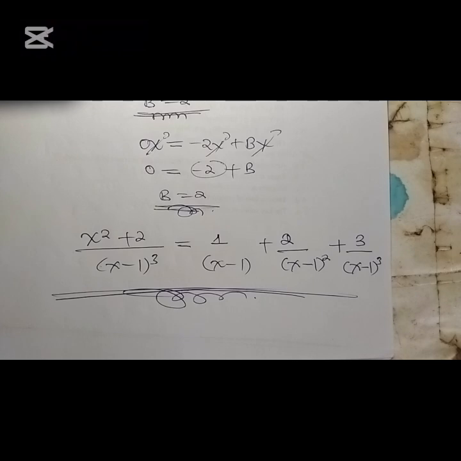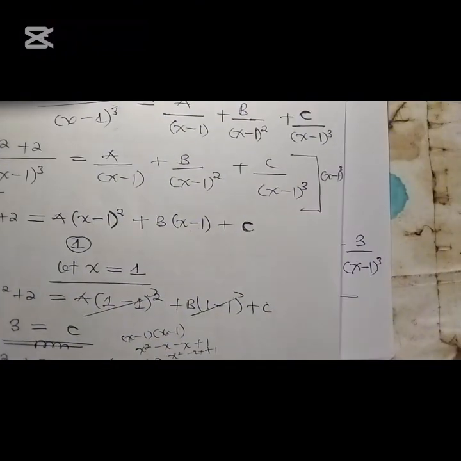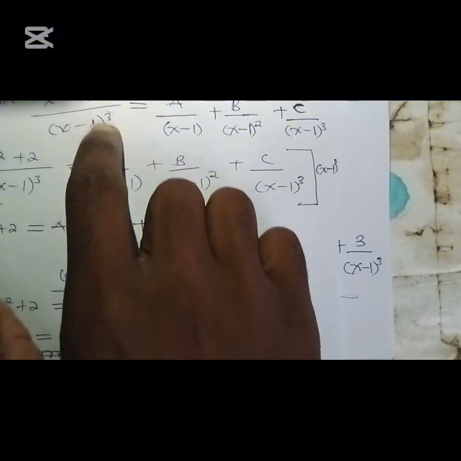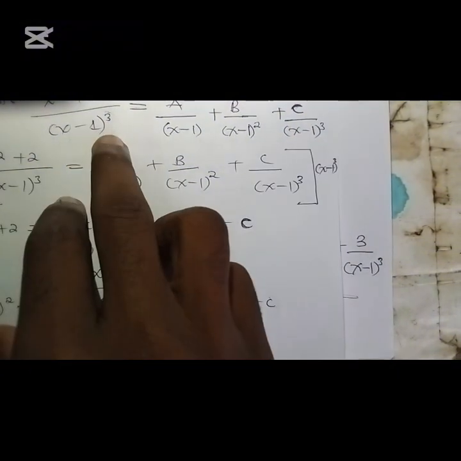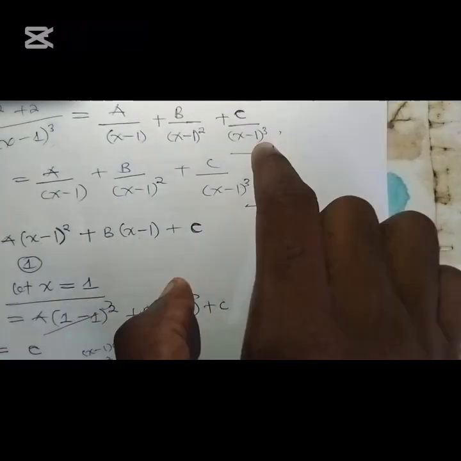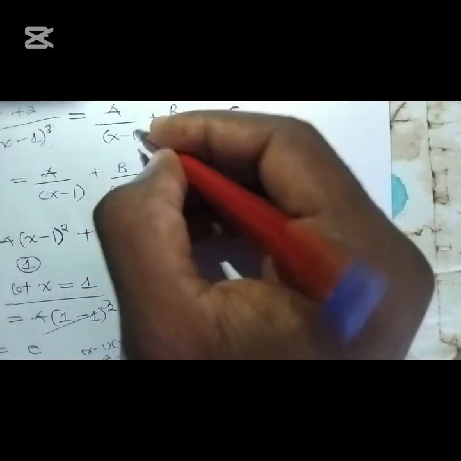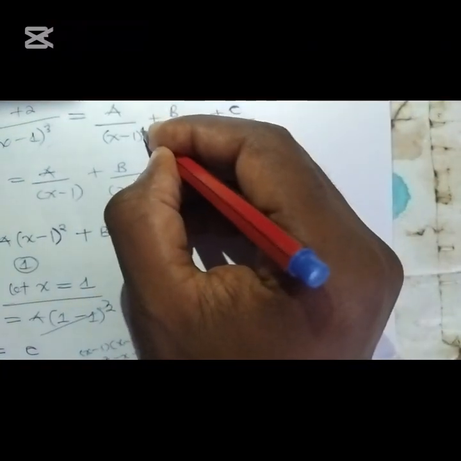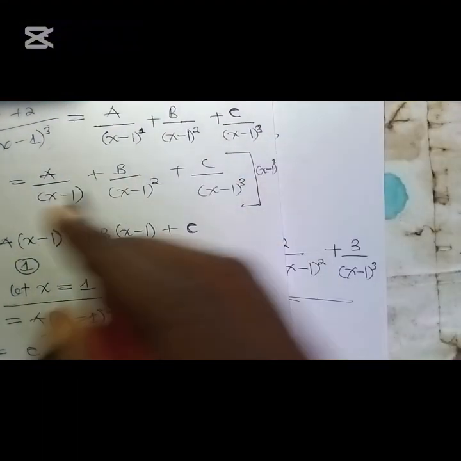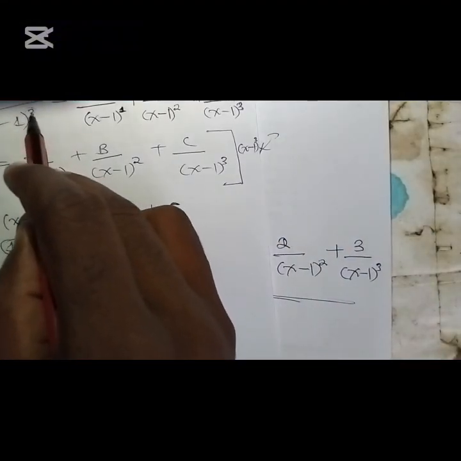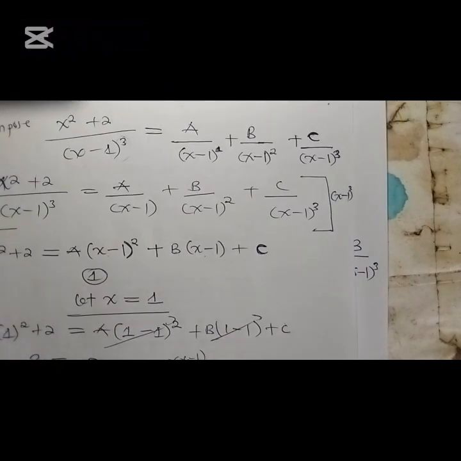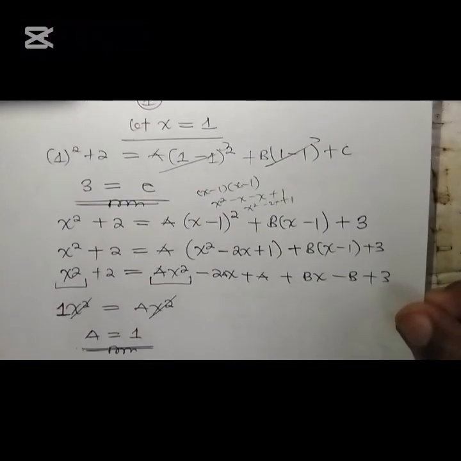So make sure that you remember, if you have anything raised to the power 3 or 4, just make sure that you write these 3 times, and the powers have to be ascending until the last power, which is the power you have been given. Okay. And you apply the methods.